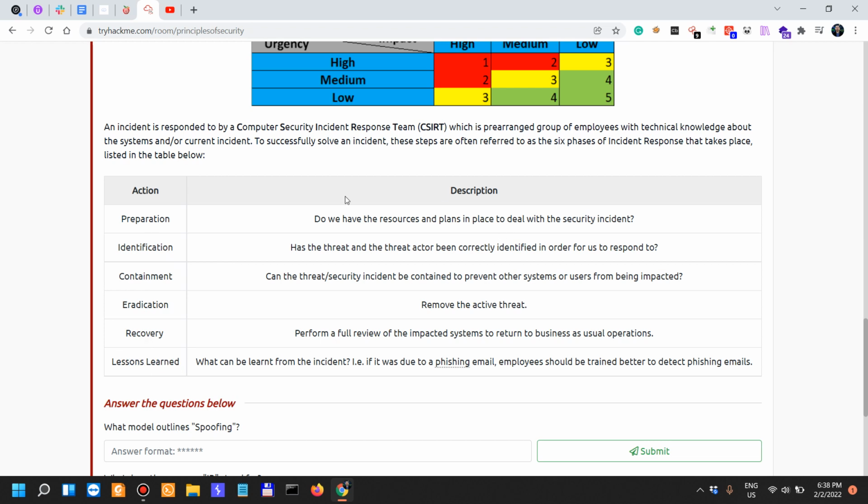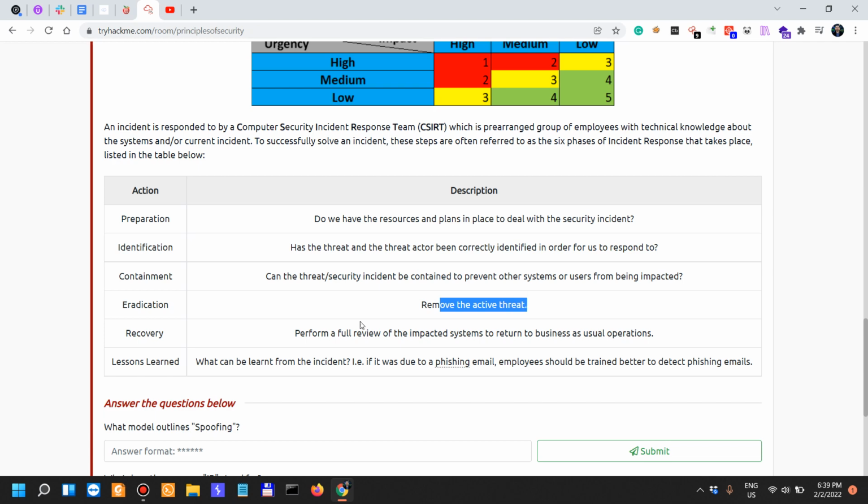Probably the most important. Preparation. Do we have the resources and plans in place to deal with the security incident? Has the threat and the threat actor been correctly identified? Really important to know. Containment. Can the threat security incident be contained to prevent other systems or users from being impacted? This is really important when you're dealing with a response to a certain threat.